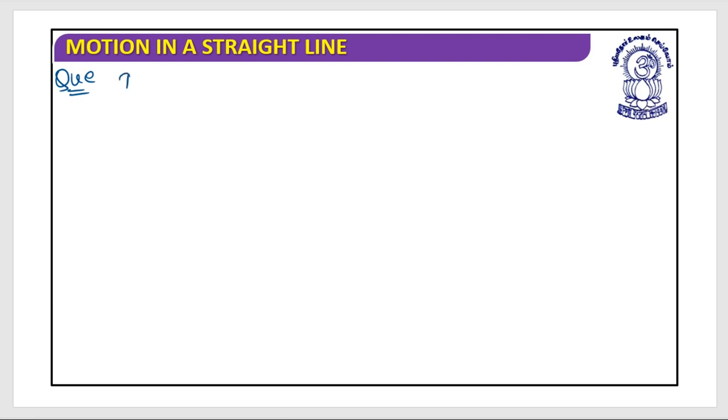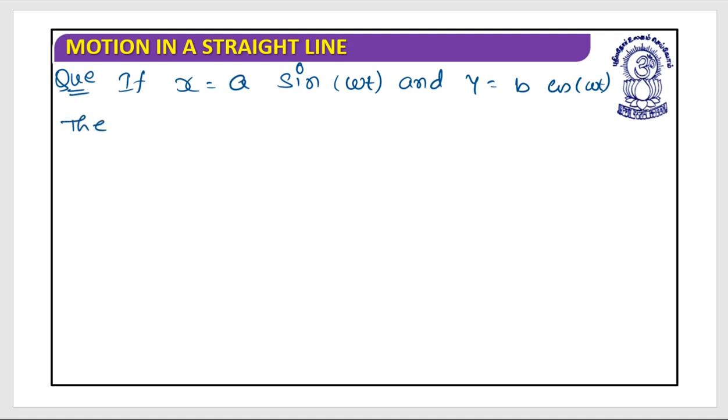that if x is equal to a sin omega t and y is equal to b cos omega t, then the trajectory of motion will be... all other data are the same with respect to the previous question.